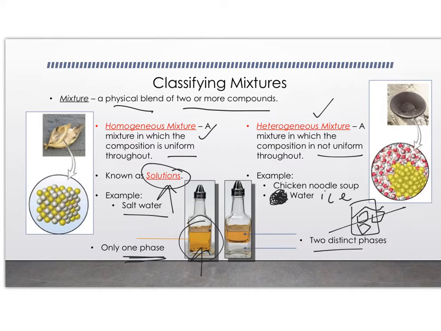Heterogeneous mixtures can also be defined by having two distinct phases. So if I were to put the olive oil here with, let's say, water, you have two distinct phases because they do not mix well together. So having more than one phase in your container would automatically lead you to a heterogeneous mixture. And if you look on the sides here, it shows what they look like on a molecular level, so please take note of those.